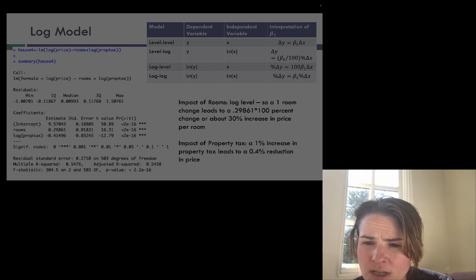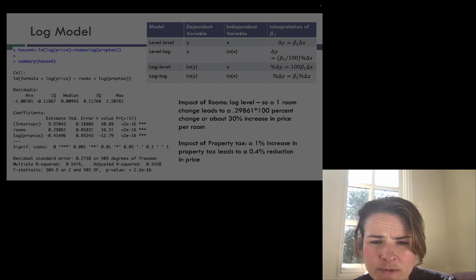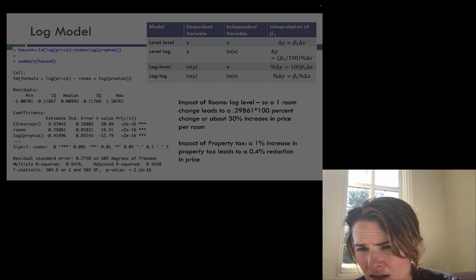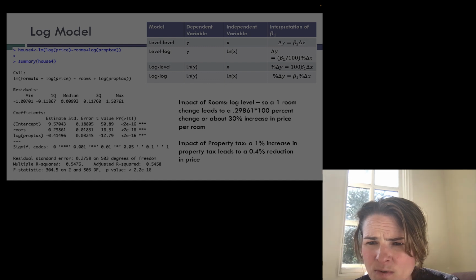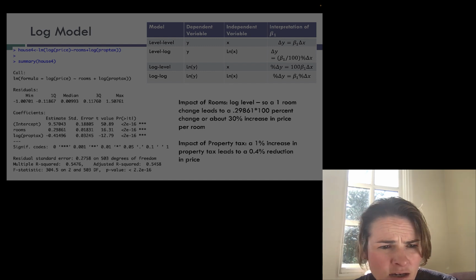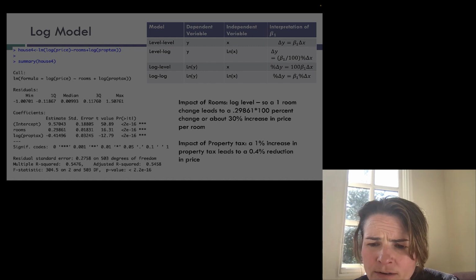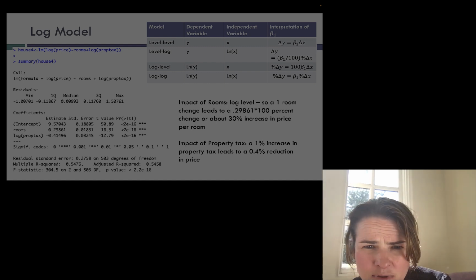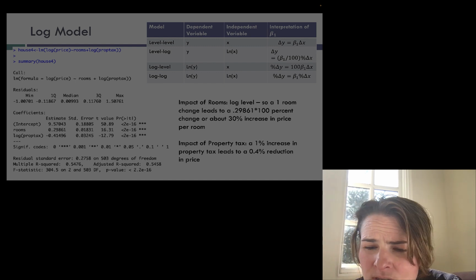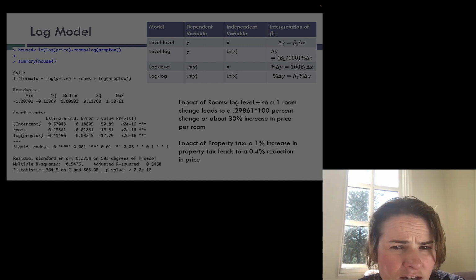But for rooms, what we're talking about here is that a one room change would lead to, and we would go up to our table, look up what a log-level model says, and it says 100 times beta 1 change in X. So it gives you the percentage change in Y. Here, we also could have a 1% increase in property tax leads to a 0.4% reduction in price because we have a log-log model there. And so then that's just a straight 1% to another.